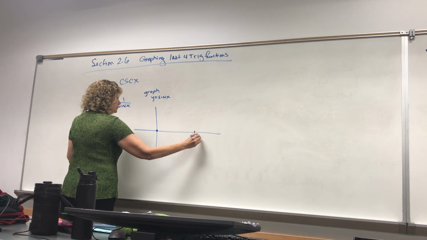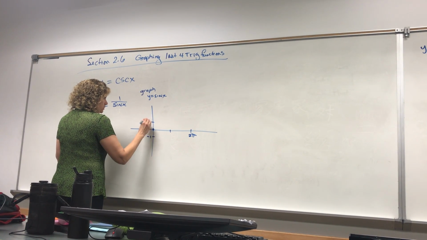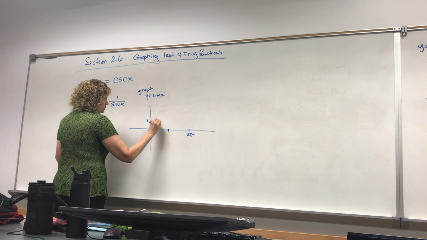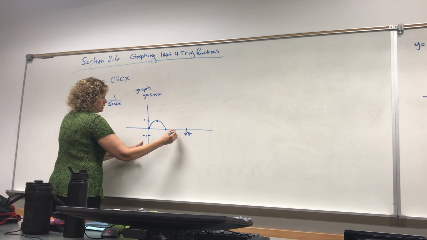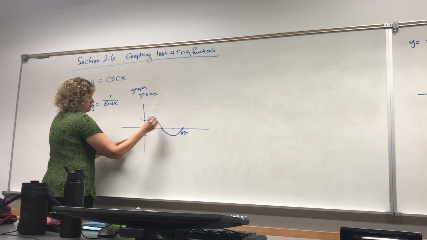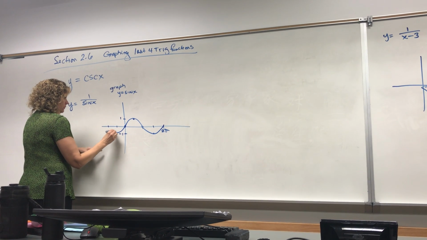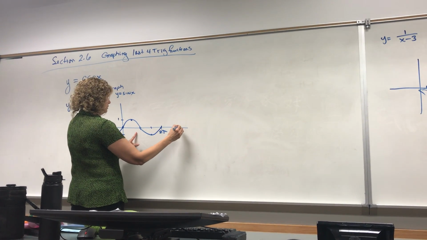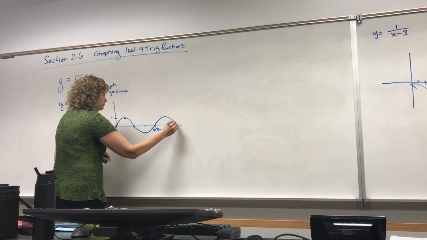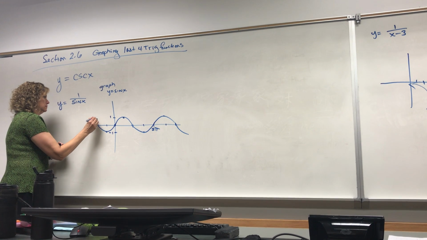We're going to go up to 1. We're going to go down to -1. By halfway, we finish the up bump. The second half of the graph does the down bump. And if we go back and forward, we have that. Okay, so that is sine x.